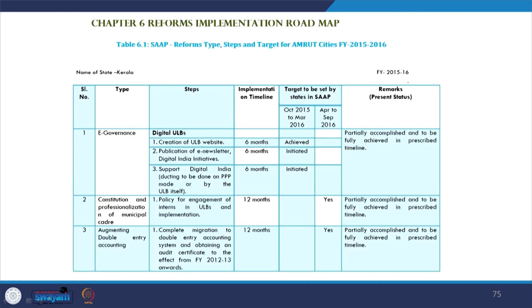Other reforms, the urban reforms we had looked at, we can see what Kerala has implemented: e-governance, digital ULBs, creation of ULB website.